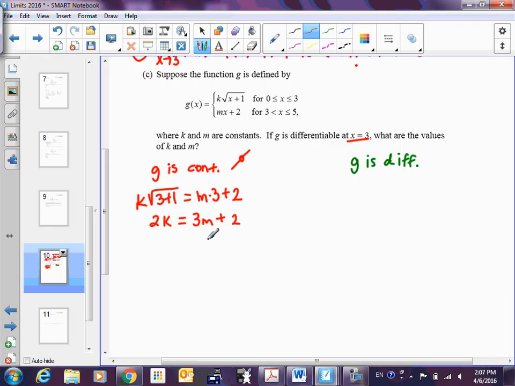Now, if there was only one letter here, I could solve for that pretty easily. But that wouldn't make sense, would it? This is an m. All right, so there must be something else in this problem because I don't have enough information to solve for k and m. This is where we come over here.